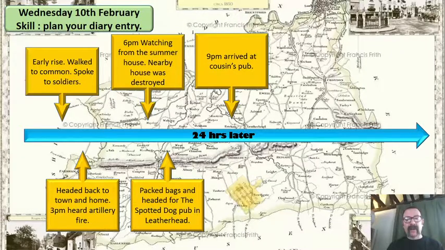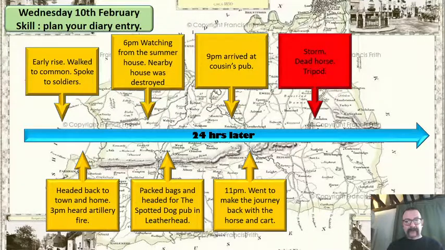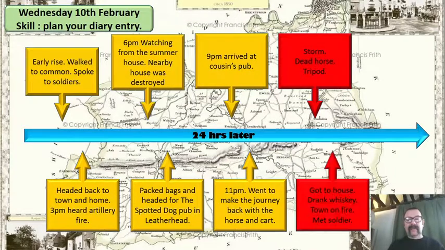So moving along our timeline, at 11 p.m. I went to make the journey back with the horse and cart. Do you remember I left my wife at the pub for safety, and I had to return the cart. Okay, so on my return journey, there's a storm, the horse dies, okay, and I see a tripod. I'm not too sure about the time here, the exact time. So I got to the house, I drank whiskey, the town was on fire, and I met the soldier.